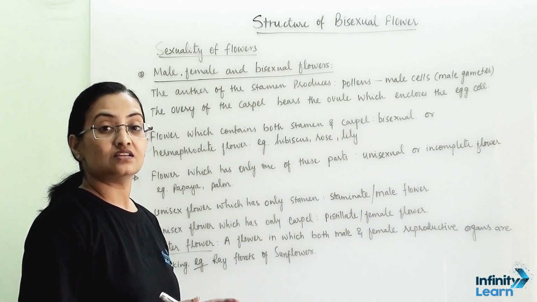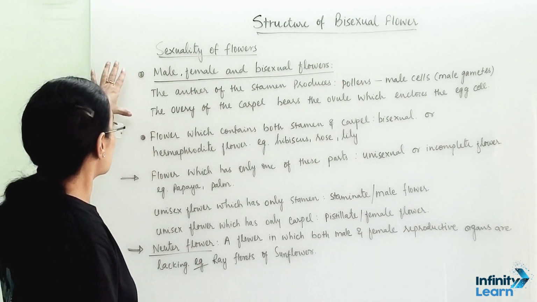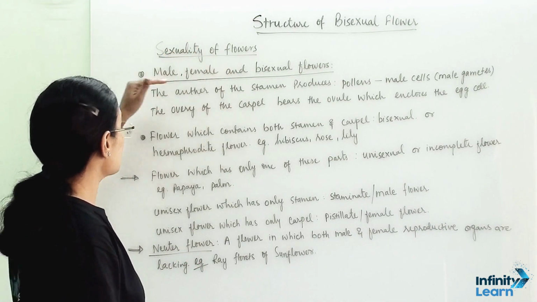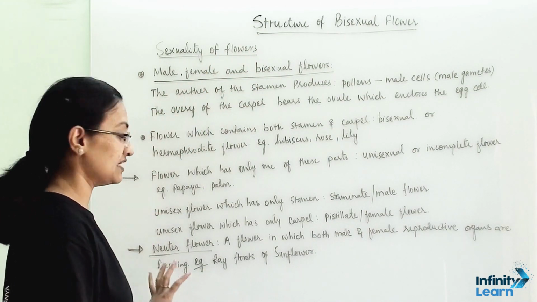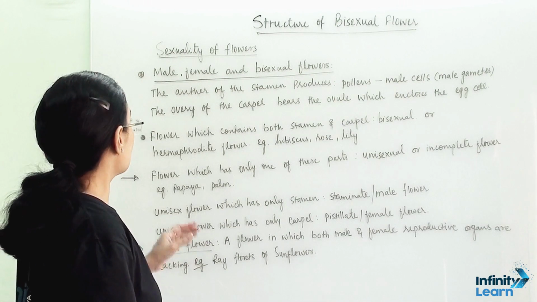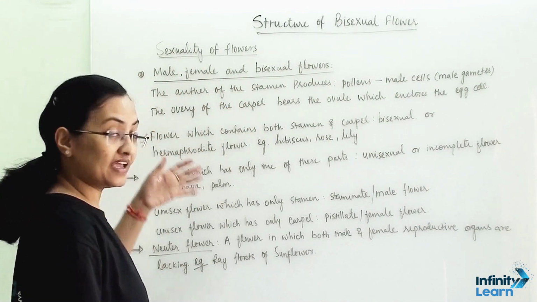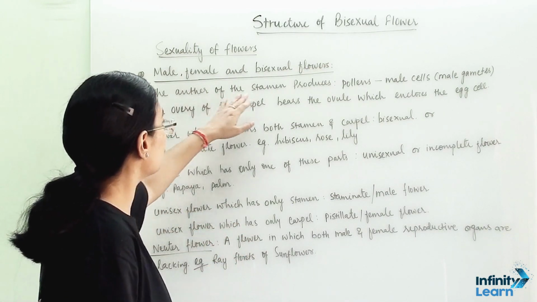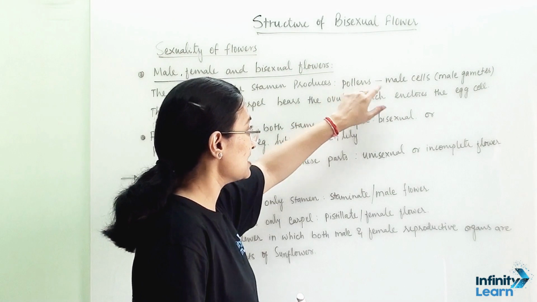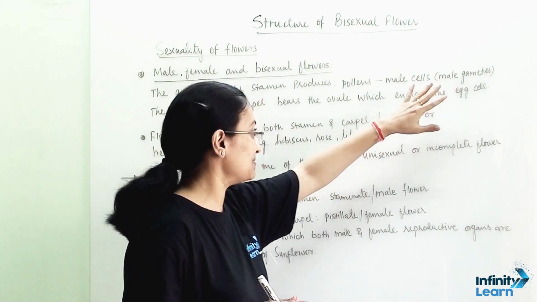Now let us see the differentiation of flowers based on their sexuality. Under sexuality, there are bisexual flowers, unisexual flowers and neuter flowers. First we are talking about bisexual flowers. They have both parts, anther and carpel. The anther of the stamen produces pollen which has male cells in it. We also call them male gametes.